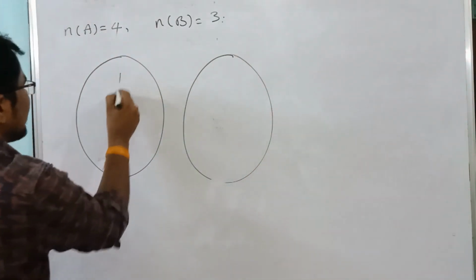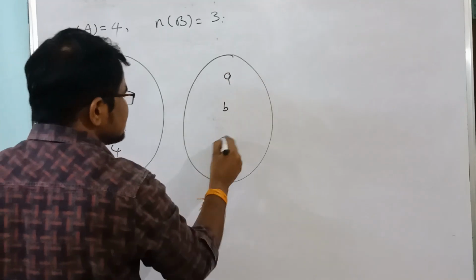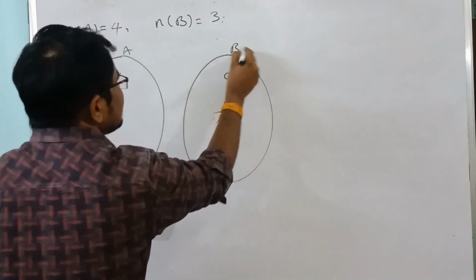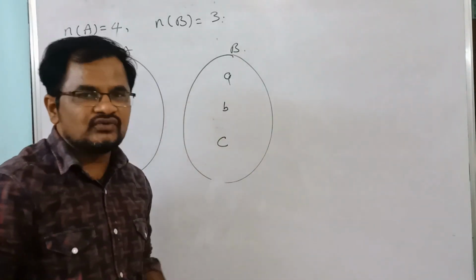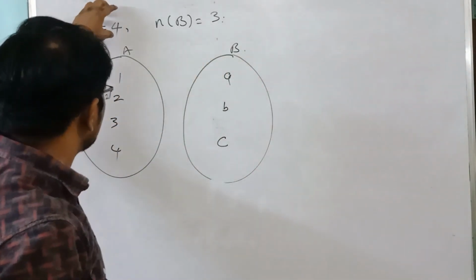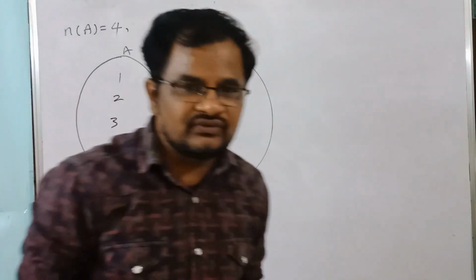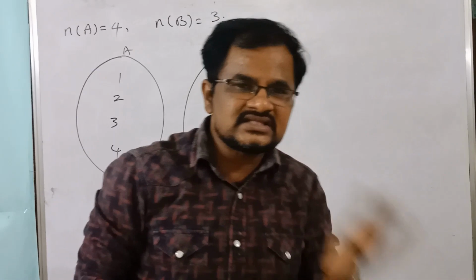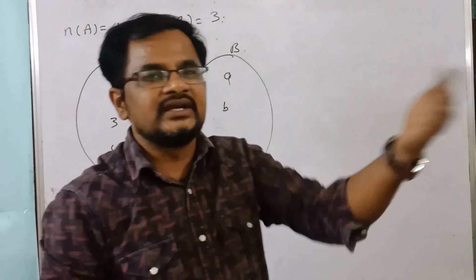Here if you take 1, 2, 3, 4 and here also A, B, C. This has A, this has B. Right? And now, what is the definition of the into function? We are identifying whenever n of A equal to 4, n of B equal to 3, the number of into functions. If you get the into functions, then onto functions equal to what? Total number of functions minus into functions.